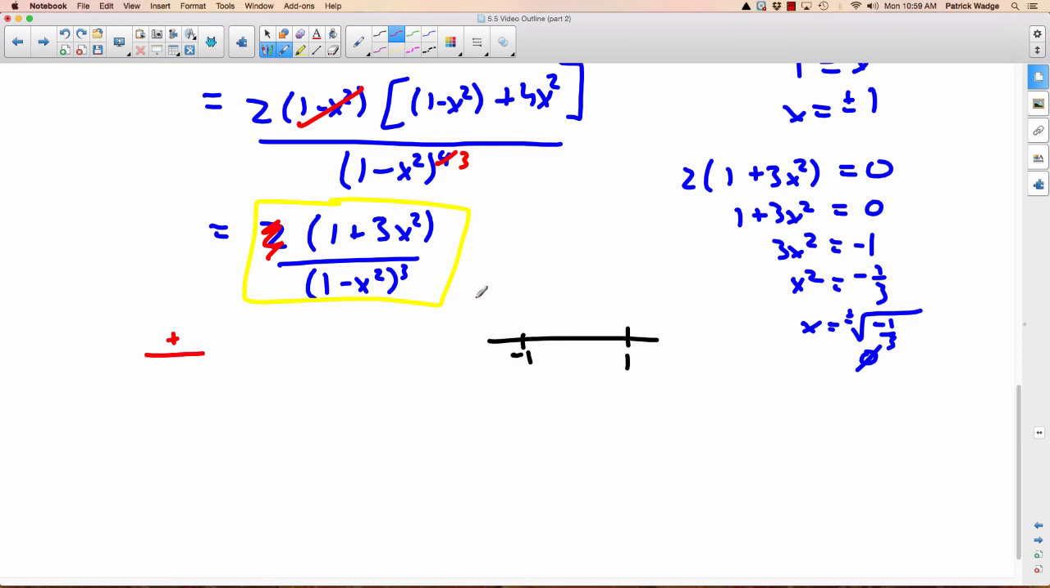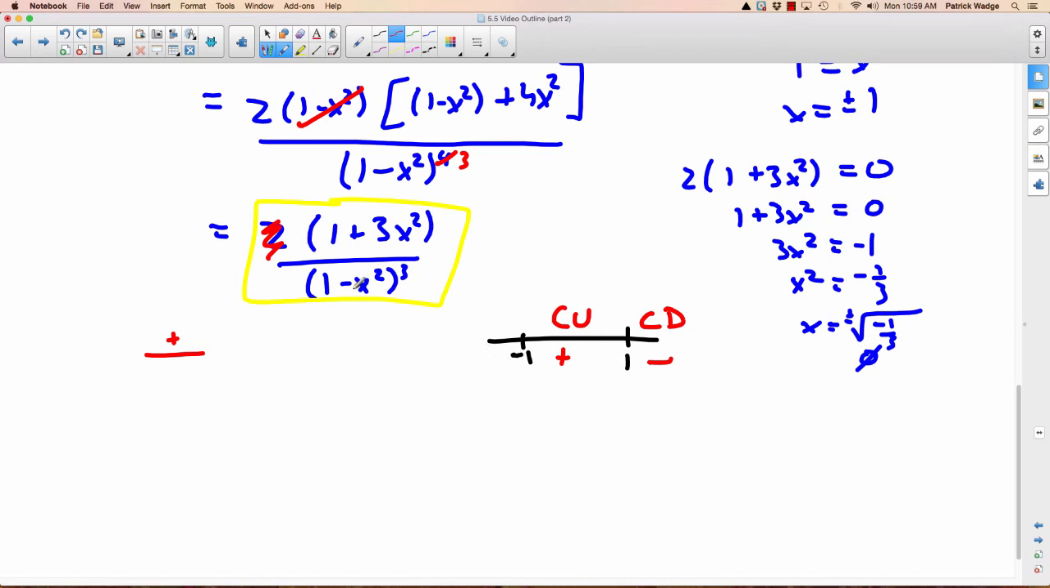So let's try 10 in here at the bottom. 1 minus 10 squared is 100. So 1 minus 100 is negative, and a negative cubed is still negative. So we're going to have positive divided by negative, which means negative. This is concave down. Okay, easy. Between negative 1 and 1, try 0. So 1 minus 0 is 1, 1 cubed is 1, which is positive. Positive divided by positive, positive. It's concave up.